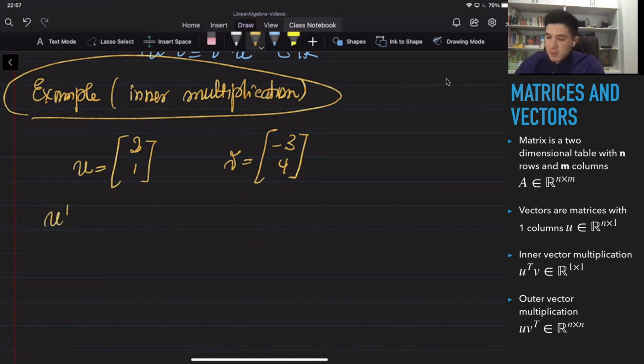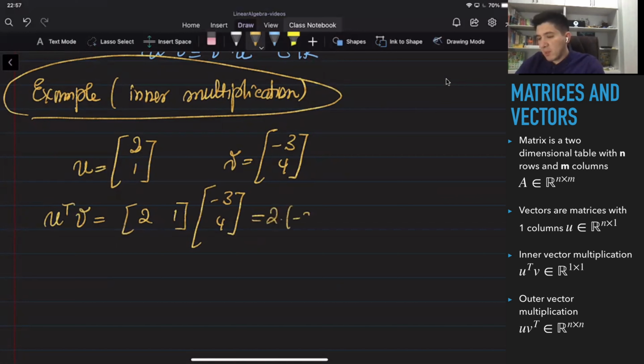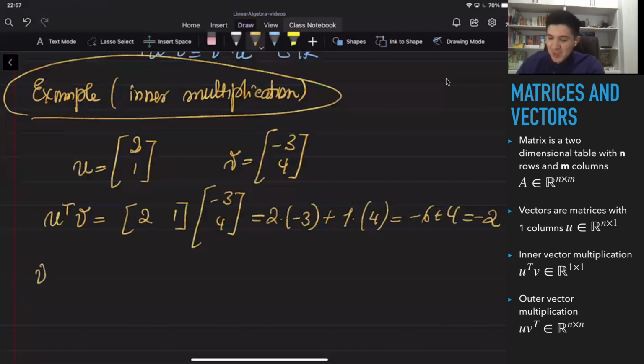It's going to be u transpose v, which is 2, 1 times minus 3 and 4. Then if you remember, I need to multiply component-wise, basically 2 times minus 3 plus 1 times 4, it's going to be minus 6 plus 4, which is minus 2. So if you don't trust me, we can just check what v transpose u is, which is going to be minus 3, 4 times 2 and 1.